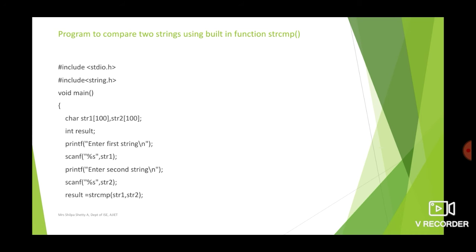After that, printf "enter first string", so we are reading the first string, that is str1. Then printf "enter second string", scanf %s str2, that is the second string. Str1 and str2 are read. So now we will compare the two strings. We write result is equal to strcmp of str1 comma str2.